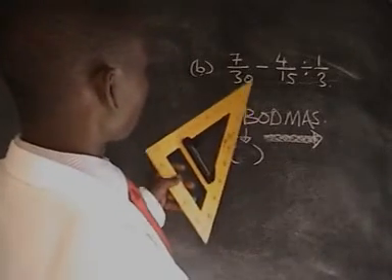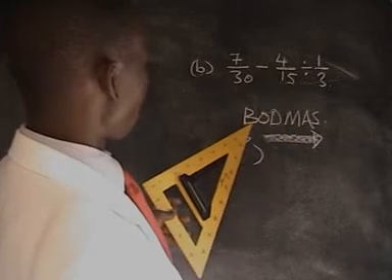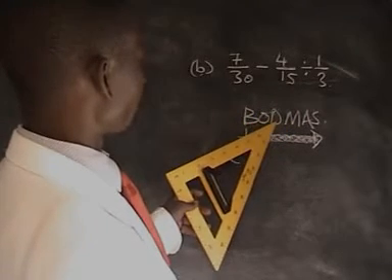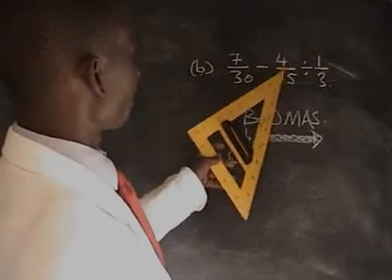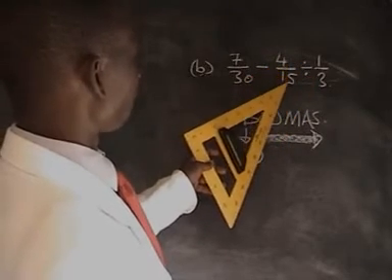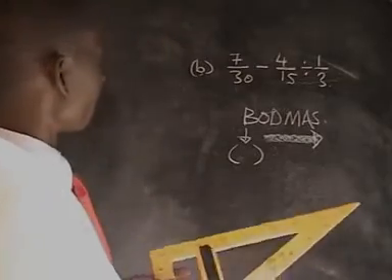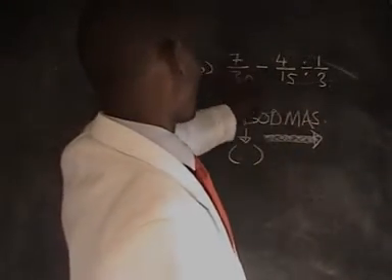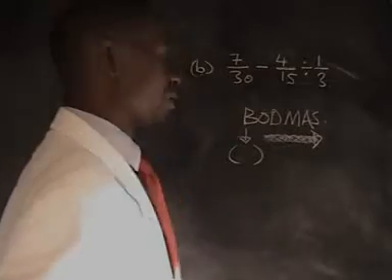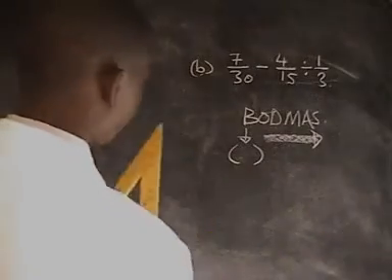So if you look at a minus and division, which comes first? Division comes first. So what you have to do is divide first. You have to look at this 4 over 15 divided by 1 over 3. Thereafter, the result is the one which is going to be subtracted from 7 over 30. I'm sure that is understood.